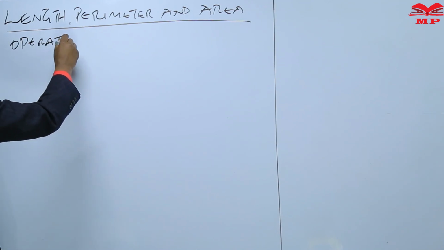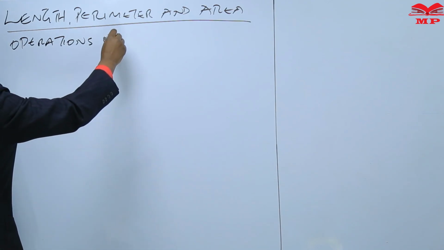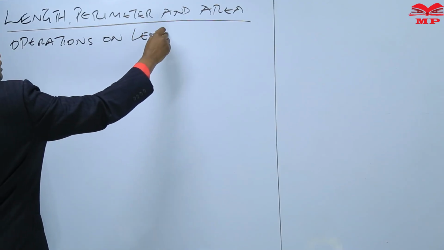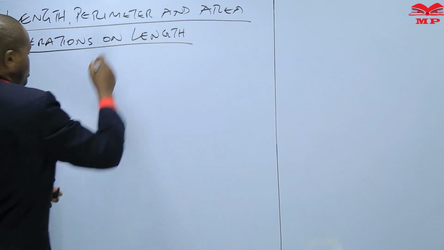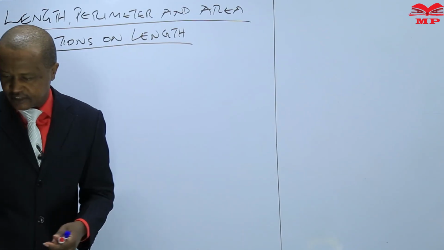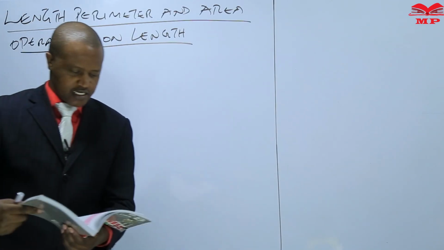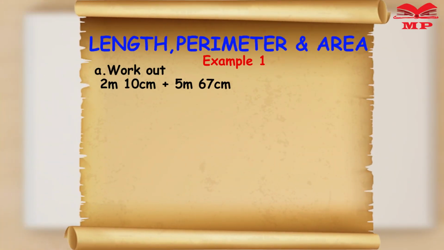Operations on length. We will solve problems in exercise 60. And question 1A reads, work out 2 meters and 10 centimeters plus 5 meters and 67 centimeters.